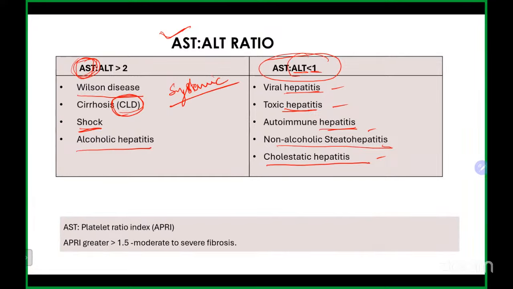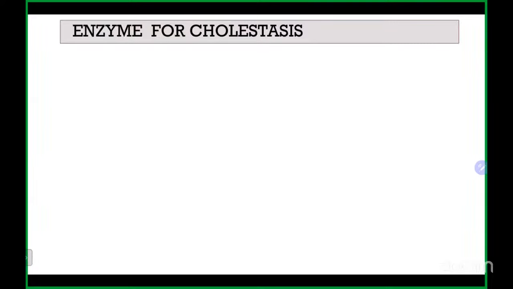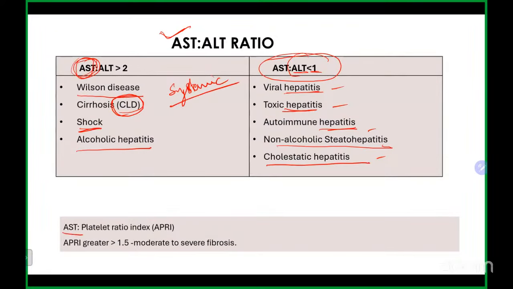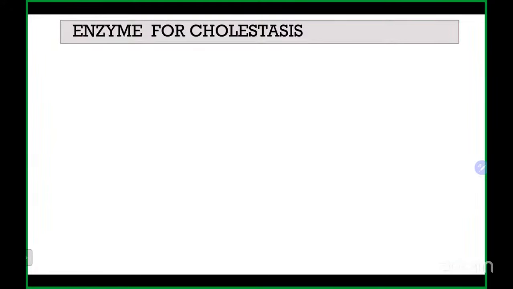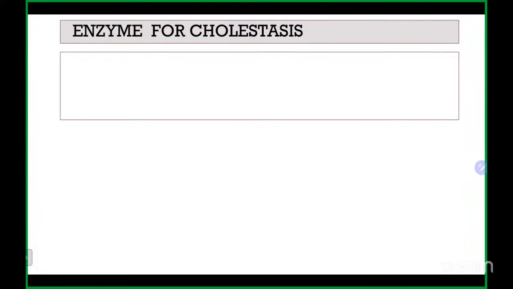The AST platelet ratio index, called APRI, is also used. Now APRI is basically used to diagnose moderate to severe fibrosis. So you should know this new index called APRI, that is the AST platelet ratio index. Okay. Next is enzymes for cholestasis.